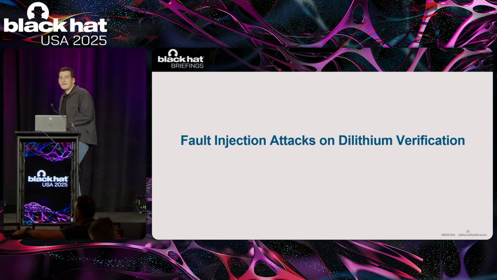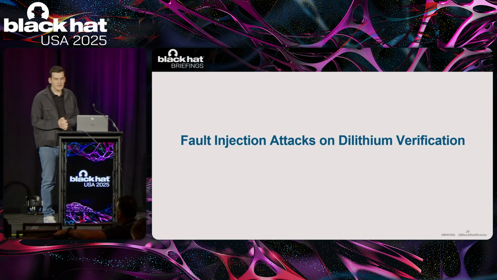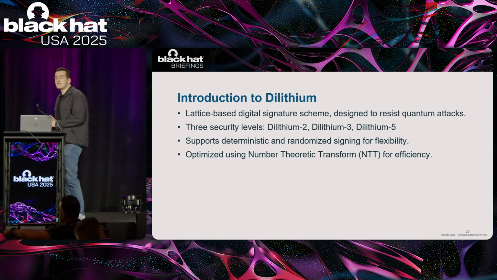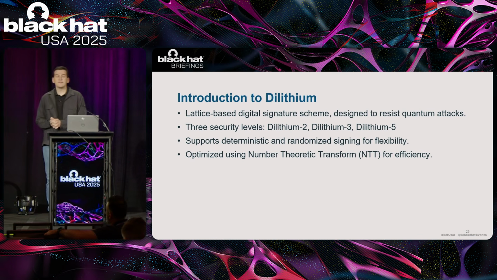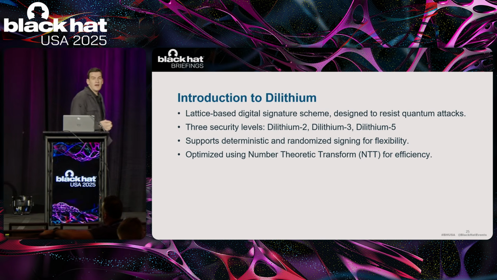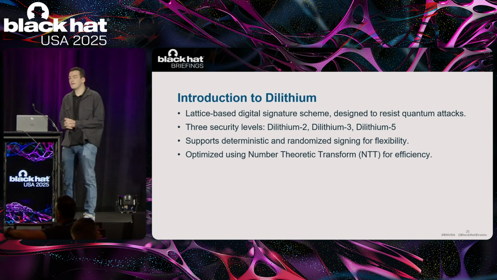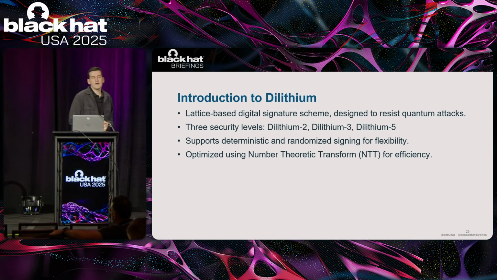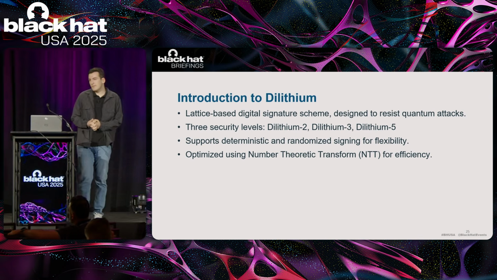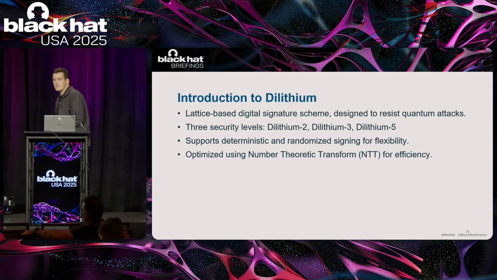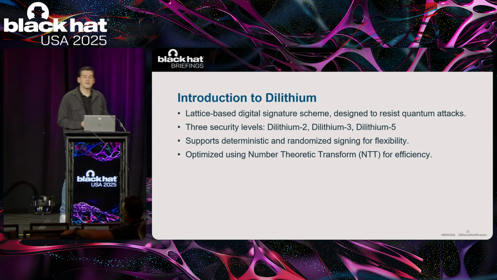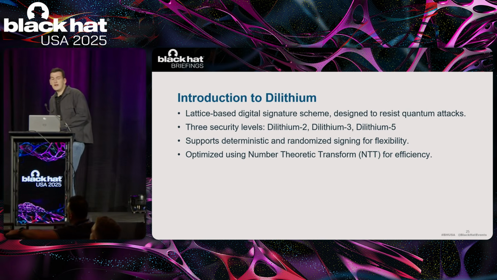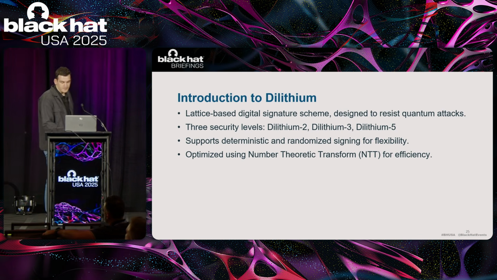So since we have handled the basics, let's start with fault injection attacks on the Dilithium verification. Dilithium is a lattice-based digital signature scheme designed against quantum attacks, and it offers 3 security levels, which are Dilithium 2, 3, and 5. It supports deterministic and randomized signing. However, randomized signing is selected for the standard, so in the real world, you will interface with randomized signing on devices. And it is optimized using the NTT for efficiency.